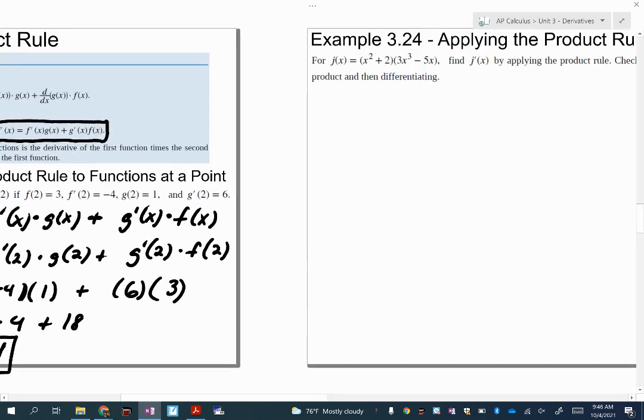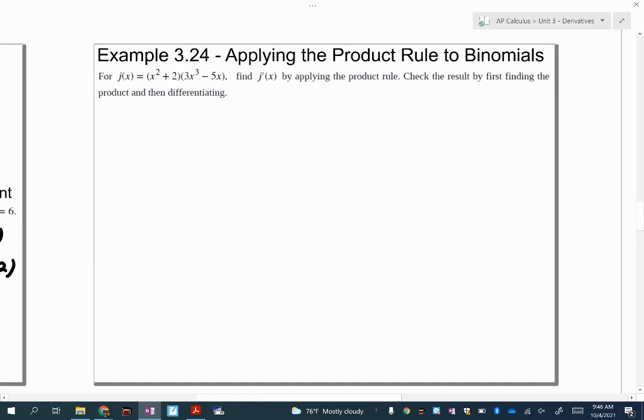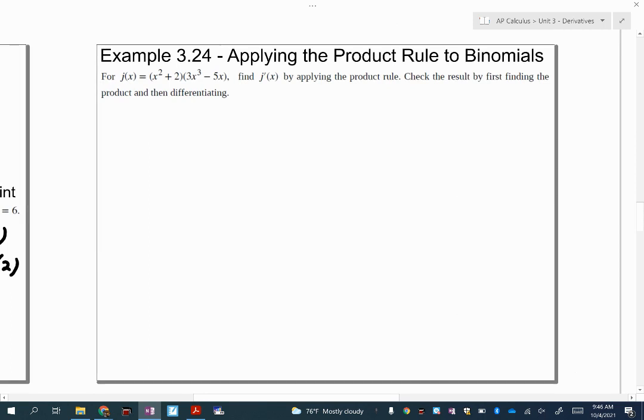Okay, let's try this one. We're going to use the product rule to find the derivative here, and then just for fun, we're going to check the results by actually multiplying this all out and then differentiating. So you're going to see which way you would rather do it. Again, if this is a question on the AP exam and it just says find j prime of x, you've got two options. You can distribute it all out first and then find the derivative using the sum rule, which is probably faster, or you can use the product rule since it is two functions multiplied together.